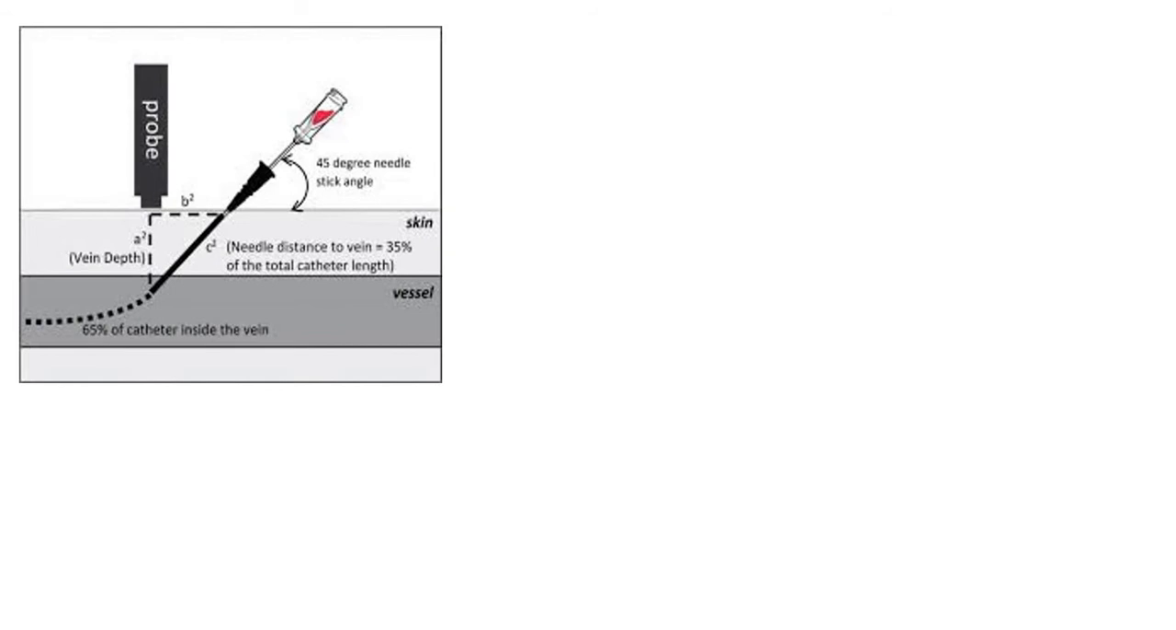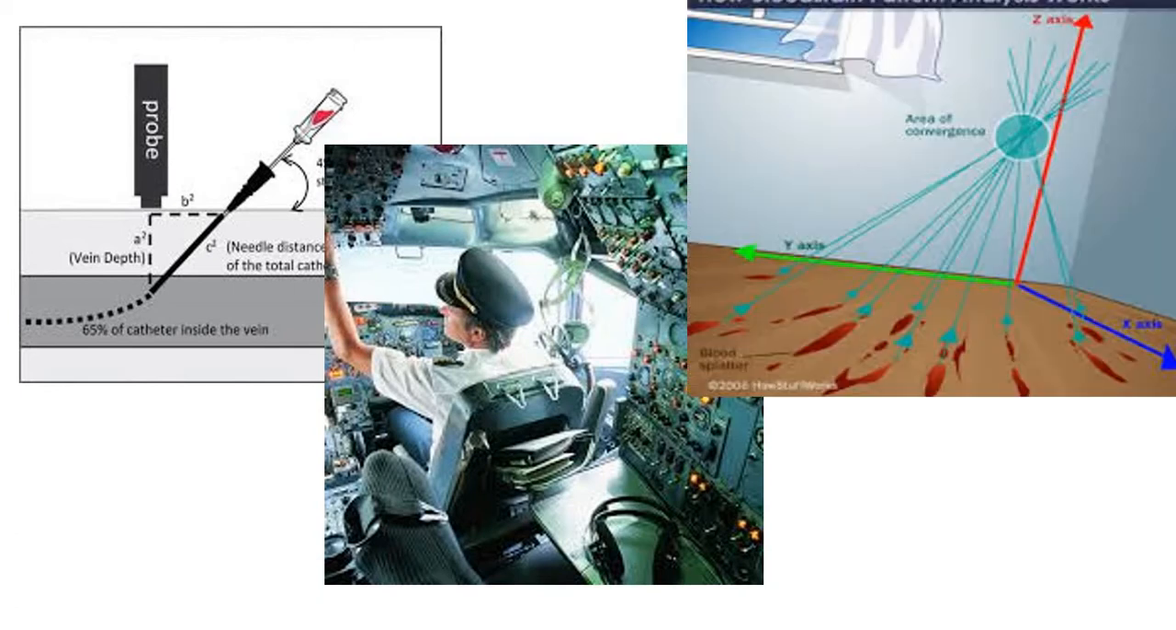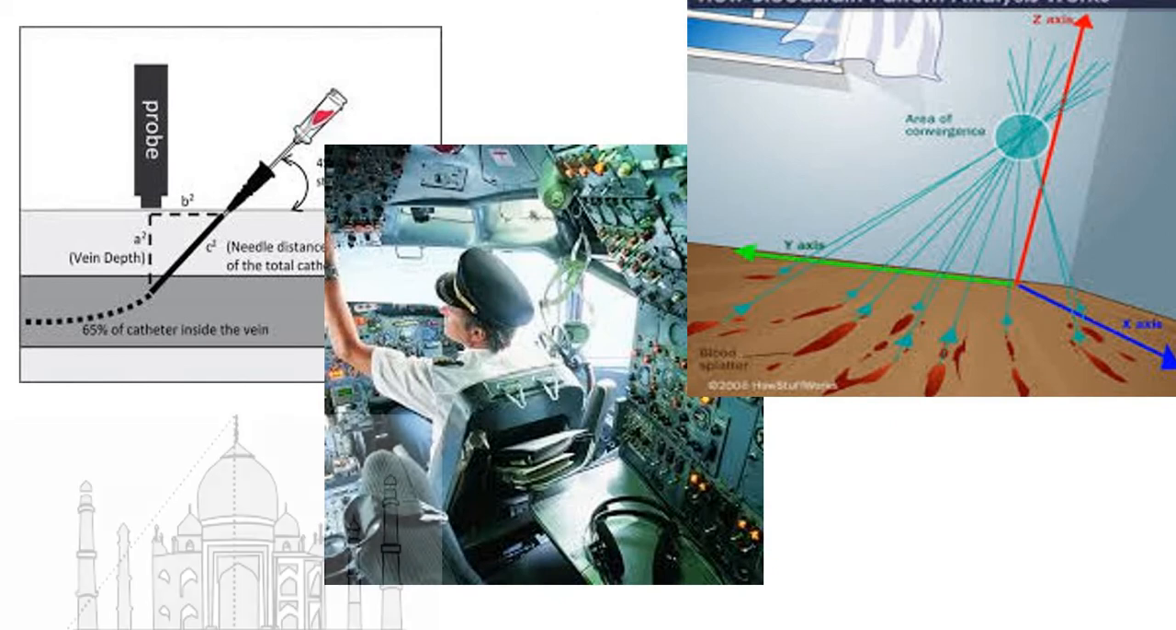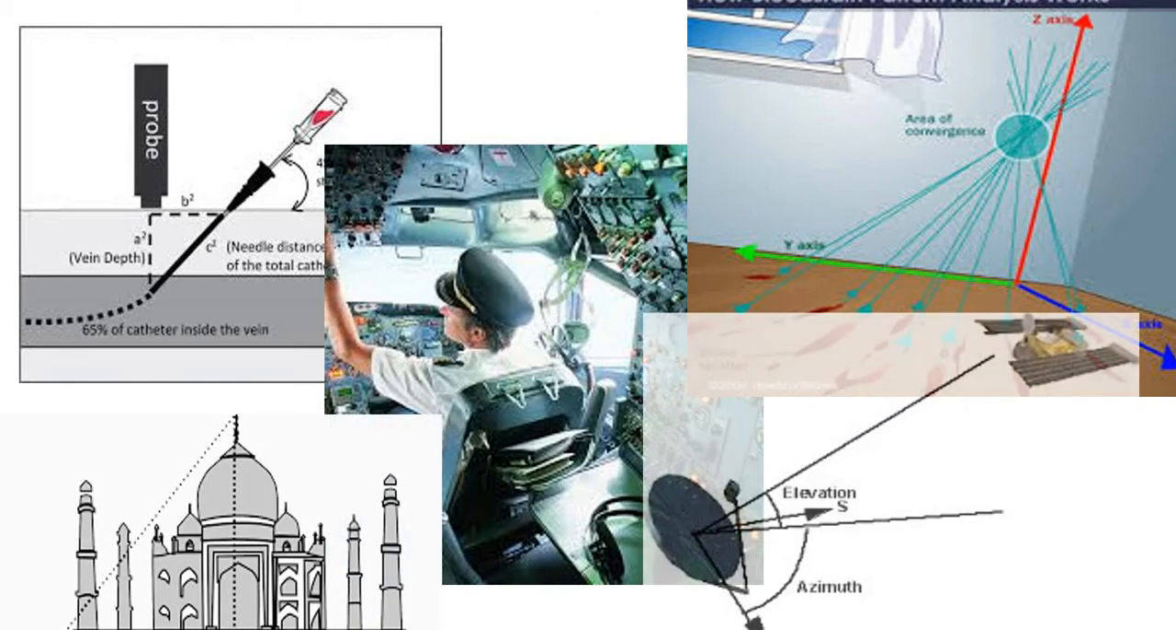And believe it or not, right triangles influence literally hundreds of professional situations, including medicine, aviation, navigation, forensics, obviously any architecture of any kind, and even communications and satellite communications. All of these are impacted by what we are learning for the next 3 weeks.